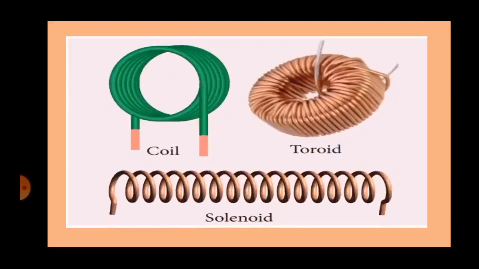Now see, this is a circular type of coil, this type is a toroid, and the last one is a solenoid.